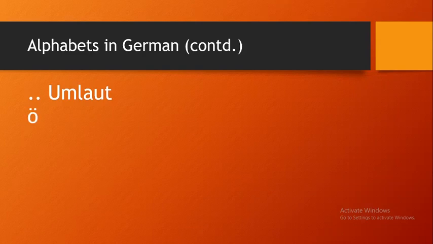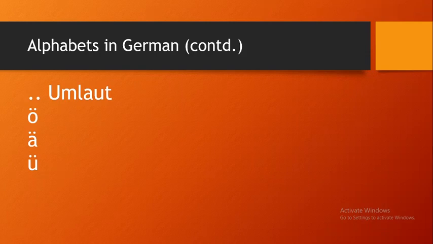So this is O. O umlaut becomes "yo". Next is A umlaut. The pronunciation becomes "eh". Next, U umlaut, the third alphabet. U umlaut becomes "ue". You just have to twist your tongue. So these are the only alphabets with umlaut.